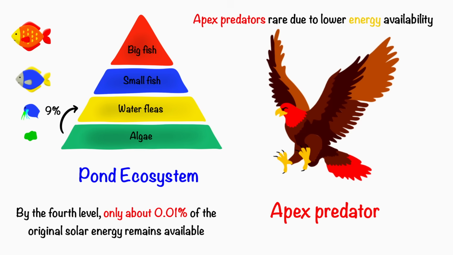Understanding biomass transfer reveals why protecting primary producers is crucial for ecosystem stability. Damage to producer populations cascades up food chains, with effects magnified by the 90% loss at each level.